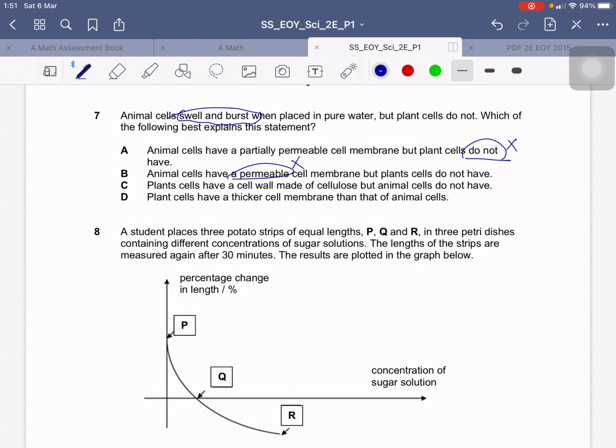Plant cells have a cell wall made of cellulose, but animal cells do not. Well, that is correct. Because the cell walls of the plant cells have this cellulose, and that will provide the very strong structure so that the cell does not burst. And option D, they say that plant cells have a thicker cell membrane. Well, maybe. We are not sure, but this has nothing to do with explaining the statement. So the answer will be C.